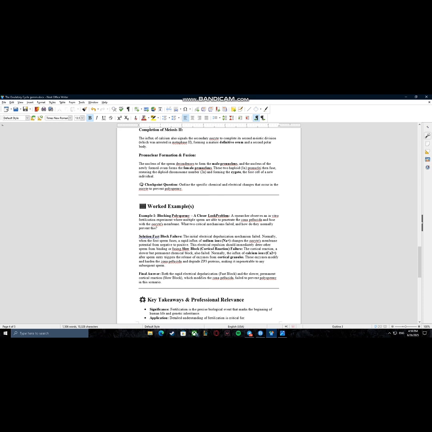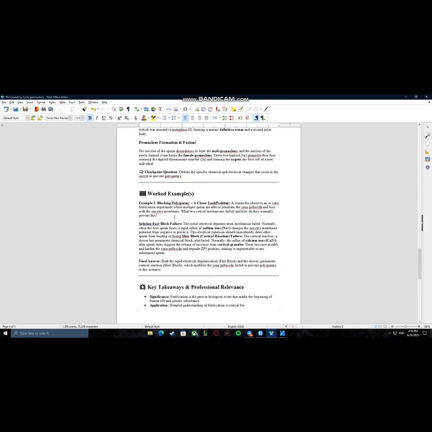Worked example: blocking polyspermy. A closer look. A researcher observes an in vitro fertilization experiment where multiple sperm are able to penetrate the zona pellucida and fuse with the oocyte membrane. What two critical mechanisms failed, and how do they normally prevent this? Why did polyspermy happen? It's because either both failed or one of them failed. But in this case, they're asking for two. It means that the fast block and the slow block have failed.